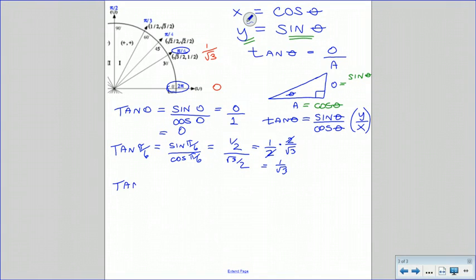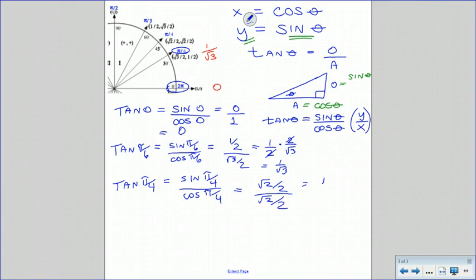Okay, so tangent of pi over 4. You might be able to do this one without much work, because what do we know about pi over 4? What do we know, Owen? They're the same, right? They are the same. So I'm going to do all the work anyways. Wouldn't it be root 2 over 2 divided by root 2 over 2, which is clearly equal to 1? The opposite and the adjacent are the same for isosceles. 1. Write that on your circle.